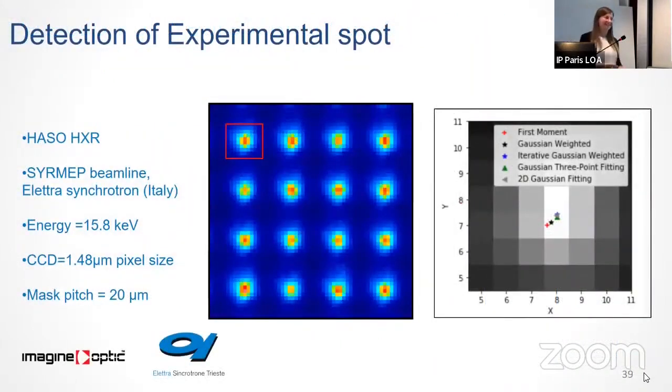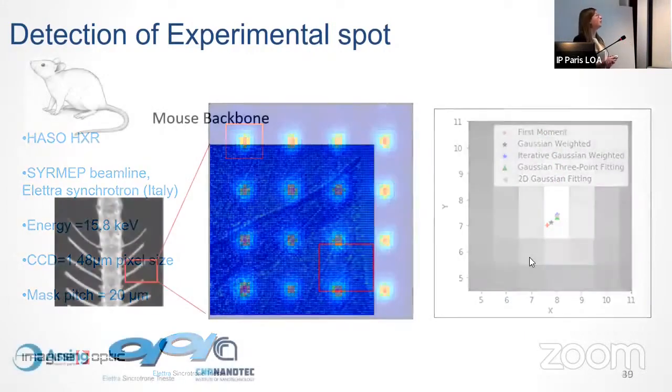Then finally, we tested our algorithms on an experimental spot. This is an image that was acquired at the Elettra synchrotron at the beamline SYRMEP. We used the Hartmann wavefront sensor from Imagine Optic. This is a magnification of the single spots, and we see that the ones that perform better are the Gaussian 3-point fitting and the 2D fitting.